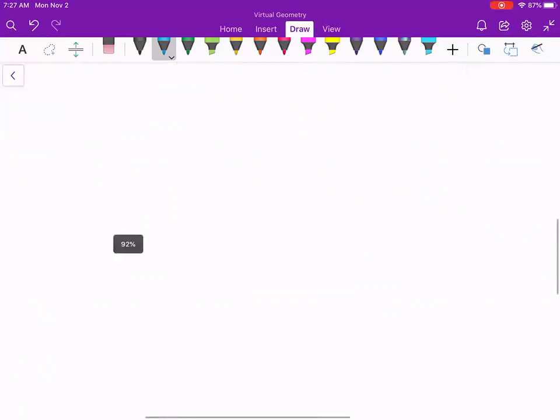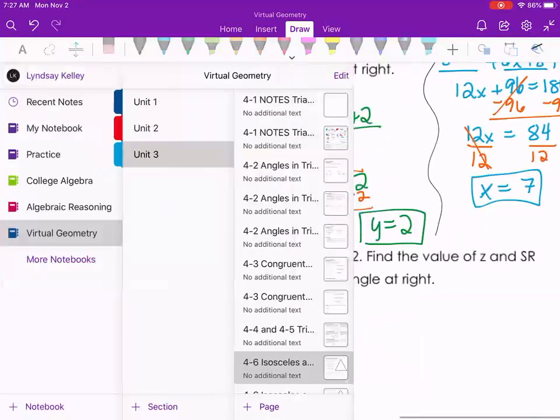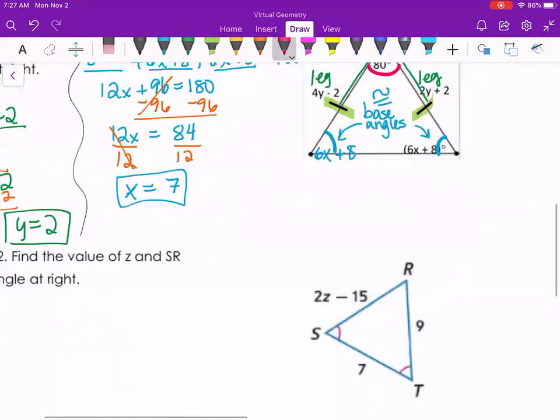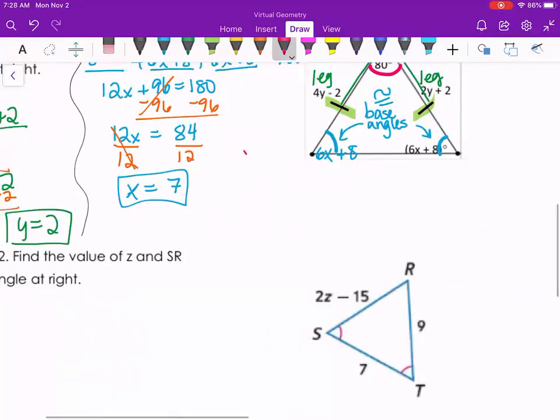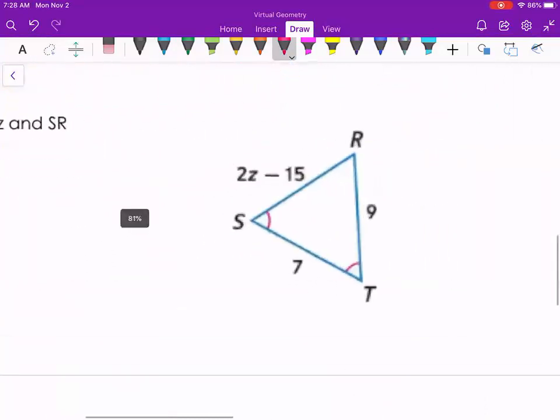All right, let's check out another problem with an isosceles triangle. Oh, sorry, it froze on me for just a second. Find the values of Z and SR in the triangle at right. All right, so this time we have a different picture.